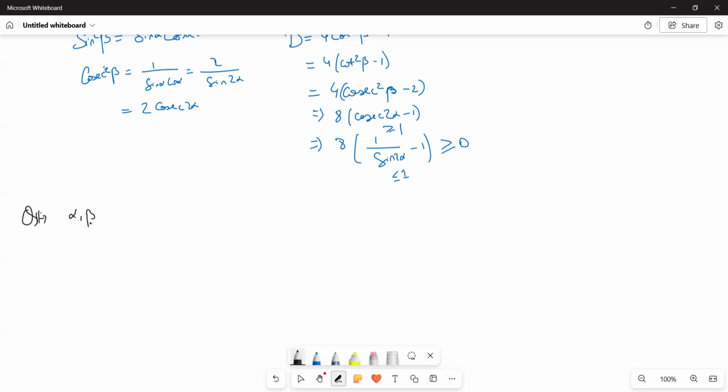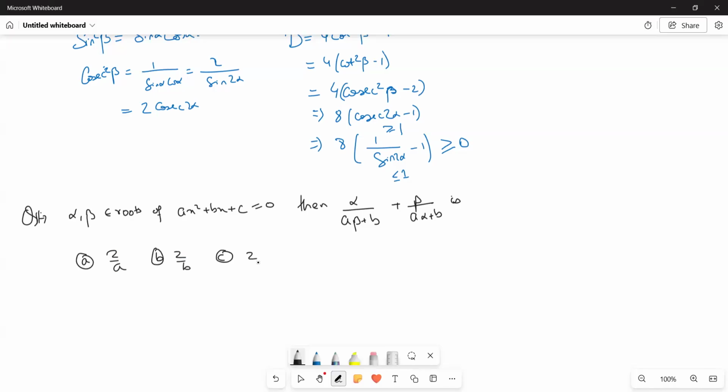If alpha, beta are the roots of ax square plus bx plus c equal to 0, then alpha by a beta plus b plus beta by a alpha plus b is: option A, 2 by A; option B, 2 by B; option C, 2 by C; option D, none.